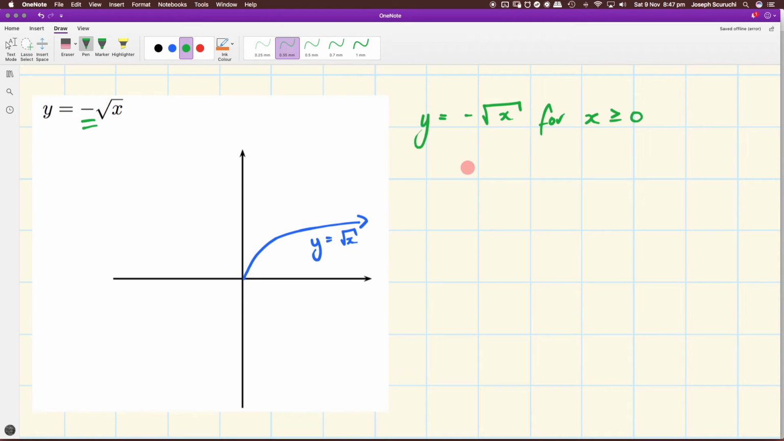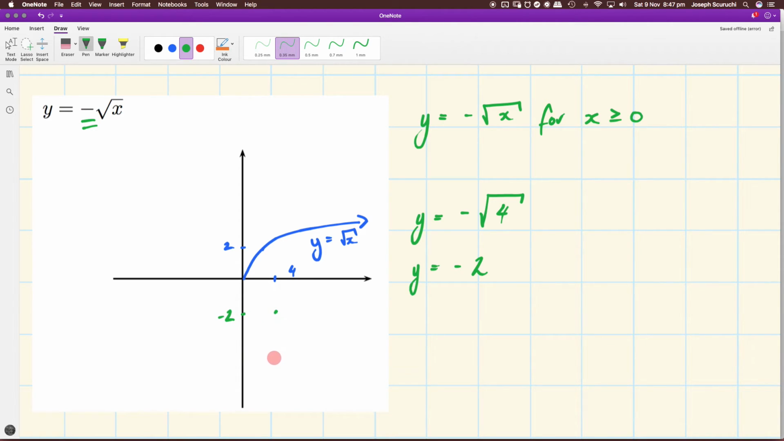But what does this negative on the outside affect? Well, let me sub in a number and see what happens. Let me again put 4 into my x spot. So x equals 4. The square root of 4 is 2, so I'm going to be left with negative 2. So in the past, when I was dealing with my positive function, when I put 4 in, I got 2 out. But now when I put 4 in, I'm getting negative 2 out.